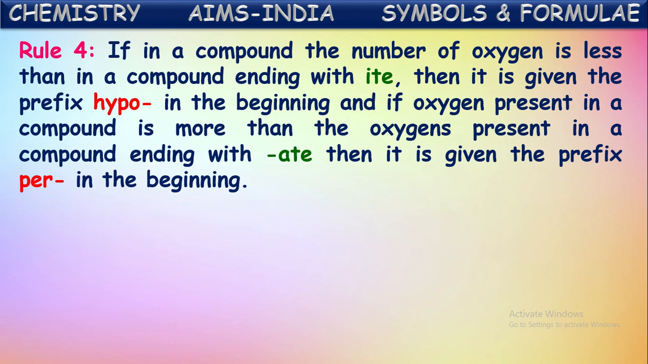Okay, generally, if there are two compounds, the one with the greater number of oxygen atoms is ended with ate, and the compound with the lesser number of oxygen atoms is ended with ite. If a compound exists with fewer oxygen atoms than the compound with ite, then it is given the prefix hypo. And if there exists a compound with more oxygen atoms than that in ate, then it is given the prefix per. Let us try to understand this with an example.